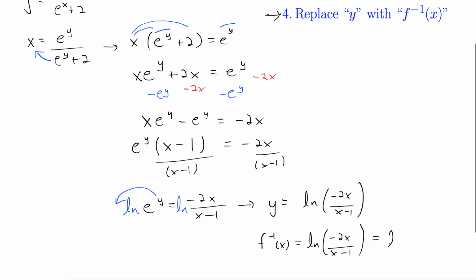We can make this look a little nicer if we factor a negative out at the top, and the bottom. So that would give us natural log of 2x over 1 minus x. There we go. So either of these two answers would be fine. The second one looks a little nicer.